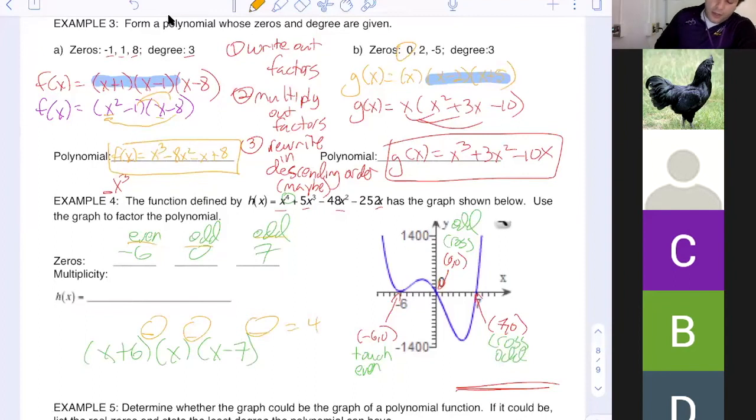Perfect. So the x plus 6 has to be 2 because that's a touching zero. The x has to be a 1, and the x minus 7 has to be a 1 because those are both crossing zeros. And now all I'm going to do is rearrange it because typically we put x first. It doesn't have to be. It's not wrong if you don't do it, but to me, visually, it looks better. So in factored form, this equation is x times x plus 6 squared times x minus 7. There you have it.